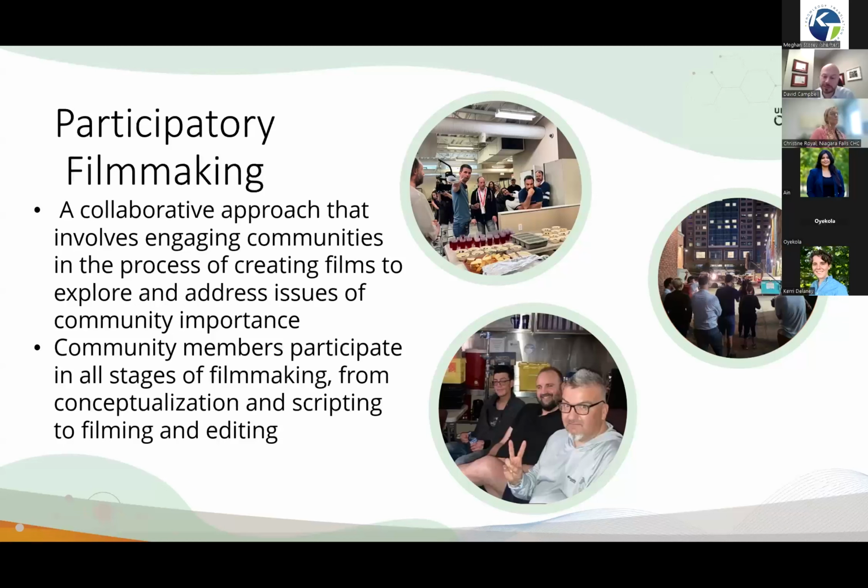And the community members themselves, that's the Calgary Diabetes Advocacy Committee, participated in all stages of filmmaking. They helped us plan what the film would be. They helped us write the script. They were there and present and advising on the days of filming, and also helped us with editing the film to make sure that it represented their lived experience.